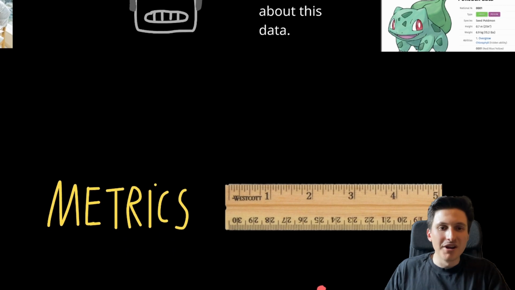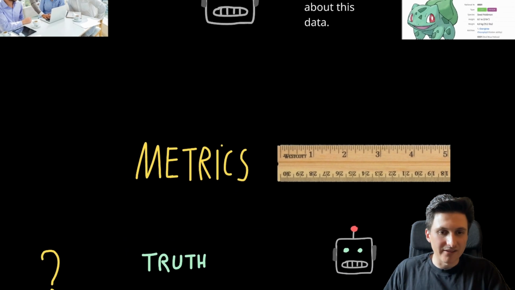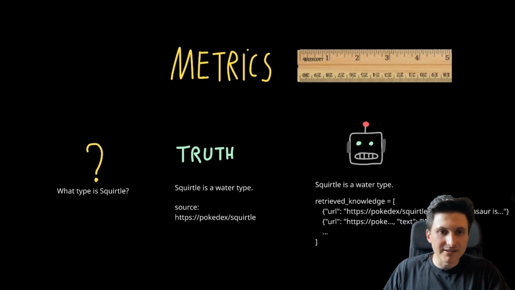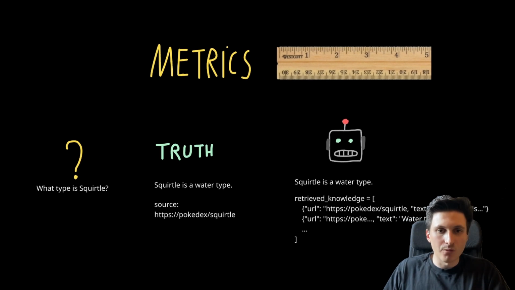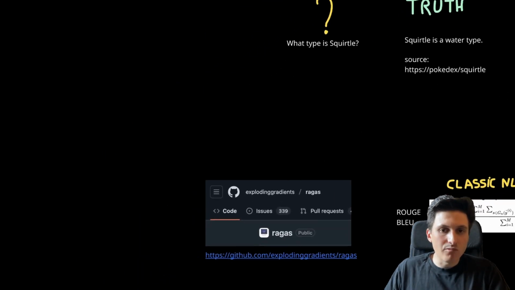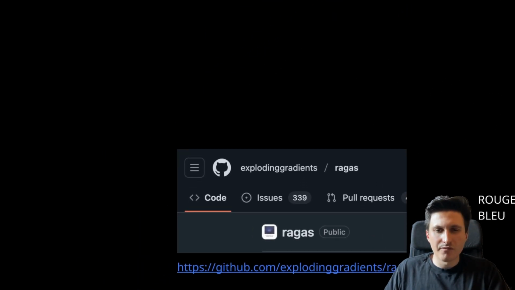But of course, generating a data set isn't enough. We also need to have some metrics to evaluate this. And if you, for example, look at this, if we ask what type is Squirtle, Squirtle is a water type, and our assistant correctly says so, how do we give it a good score, for example? What kind of scores do exist? A library which implements a lot of GenAI metrics to evaluate LLMs and assistants is called Ragas, but lately I'm kind of switching away from it, and I'm implementing more of these things from scratch.